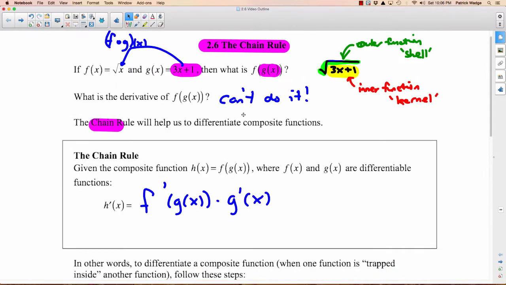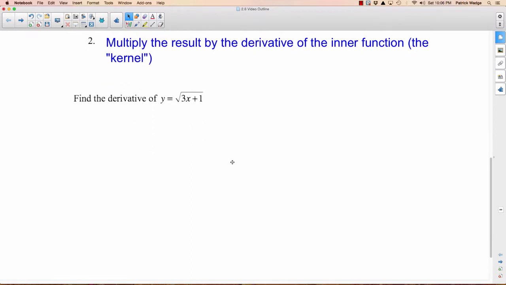Okay, so let's do the same one that we were just talking about, the square root of 3x plus 1. Let's actually do this now. The first thing is that we want to rewrite this. We want to get rid of the square root sign. What might be an easier way to write that? We're going to write 3x plus 1 all raised to the 1/2, since it's all the square root. So our outer function is the 1/2 power. That's our shell, if you want. The inner function is the 3x plus 1.